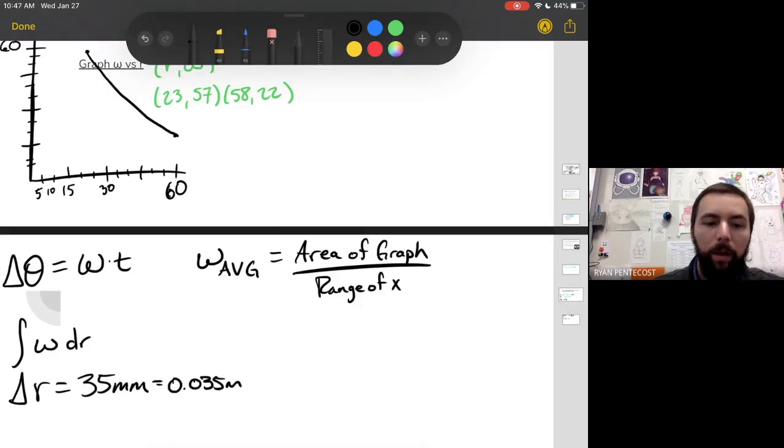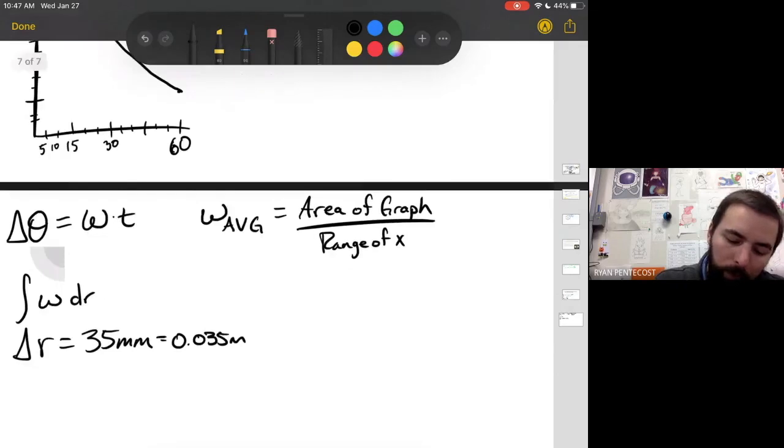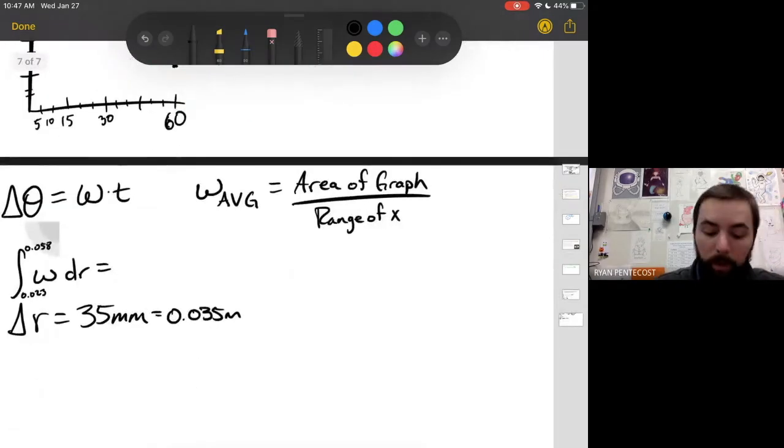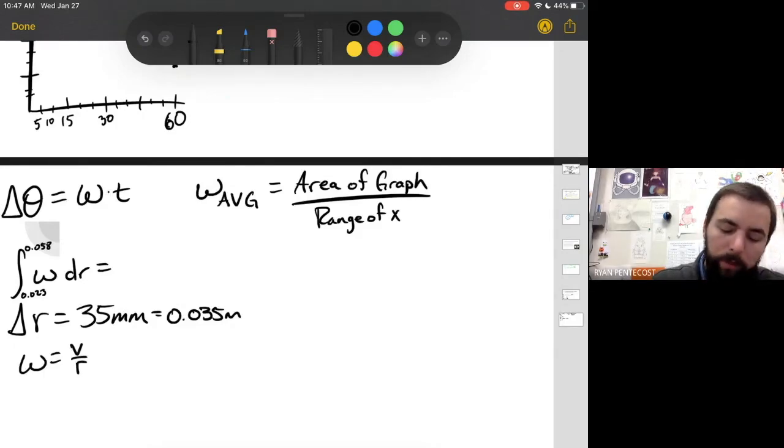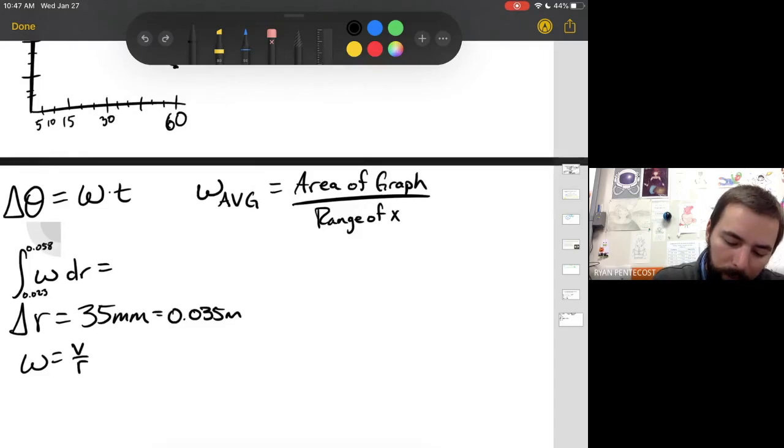But we want to integrate omega. So let's work on this integral. Okay, we are integrating, let's see, from 0.023 to 0.058. All right, 23 to 58, yeah. And we want this in meters, so that's why we've got these complicated decimals. But we also know that omega equals v divided by r. So we can actually integrate v divided by r because an r is actually present, right? If you integrate omega, there's no r present. So we would get the integral, let's just say from R1 to R2, of V divided by R dr.